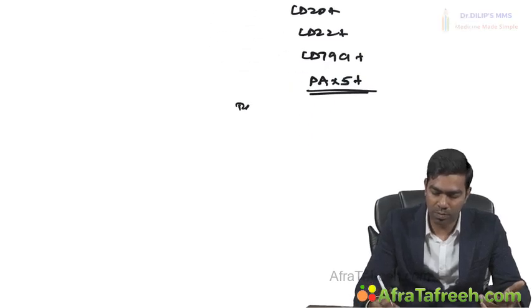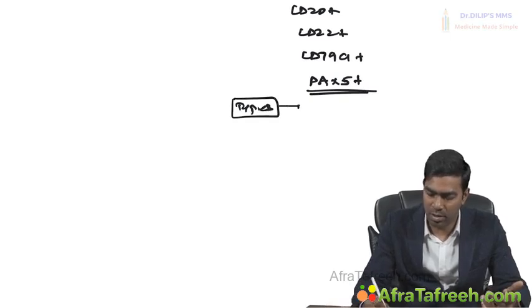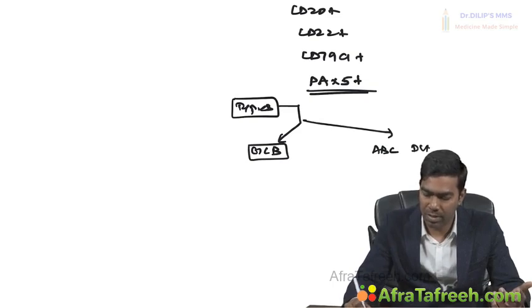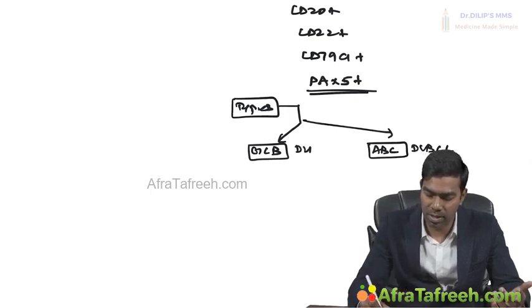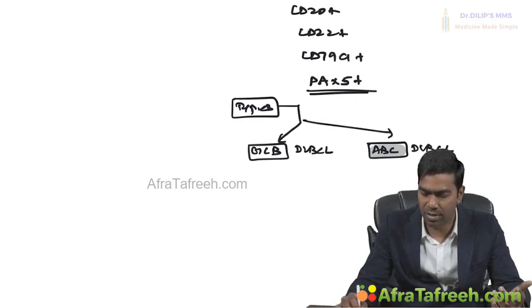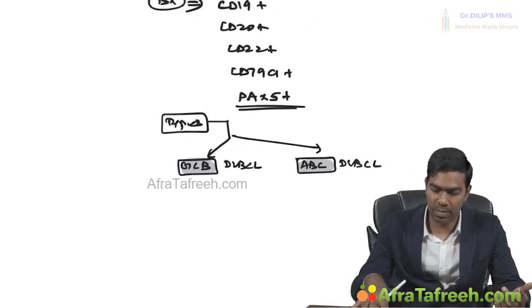DLBCL. There are two types of DLBCL, to be honest. The first one we call germinal center type B-cell DLBCL, and the second one we call ABC type DLBCL. ABC means activated B cell, whereas germinal center means it's coming from the germinal center, typically from the centroblast.